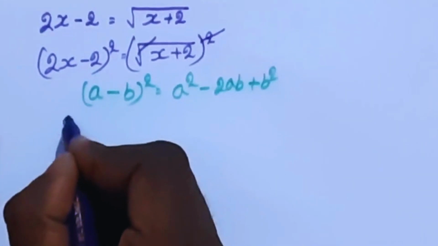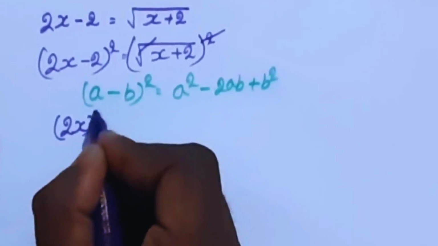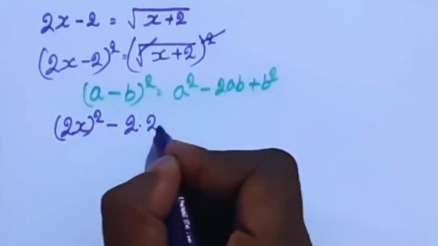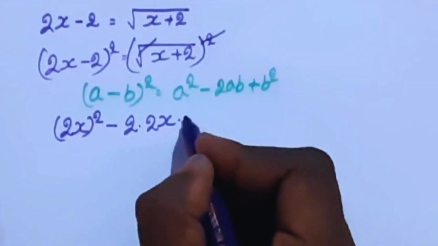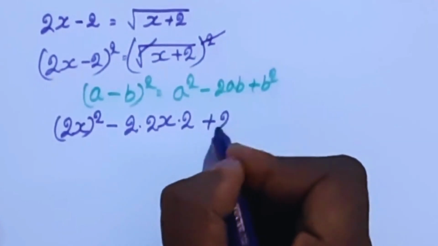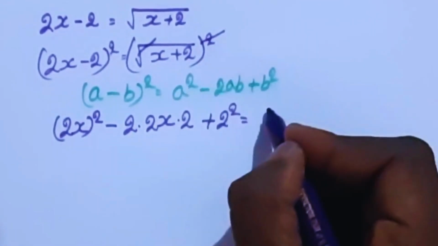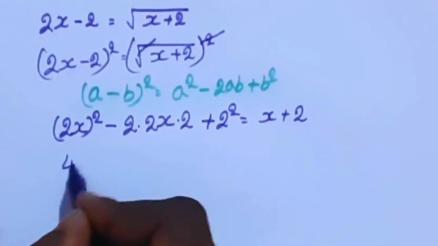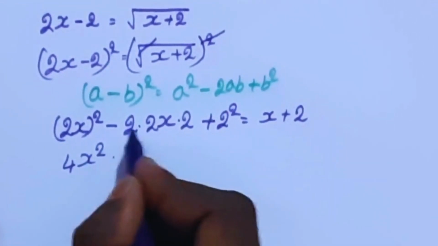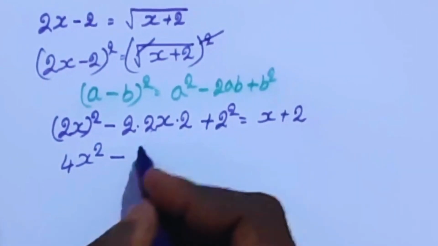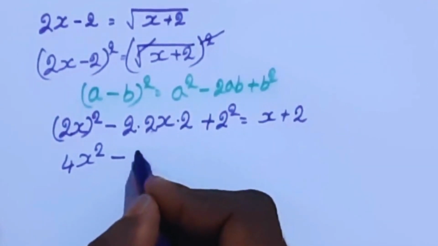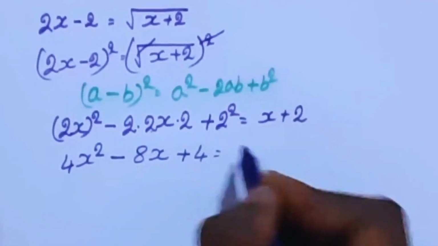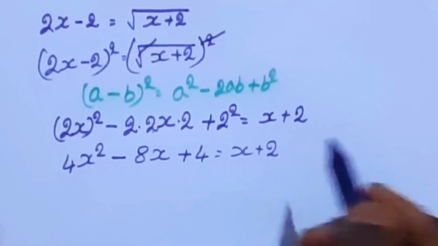So 2x whole square minus 2 times 2x times 2, plus 2 square, equal to x plus 2. Now this is 4x square. Here it is 2 times 2 is 4, 4 times 2 is 8x. This is plus 4 equal to x plus 2.